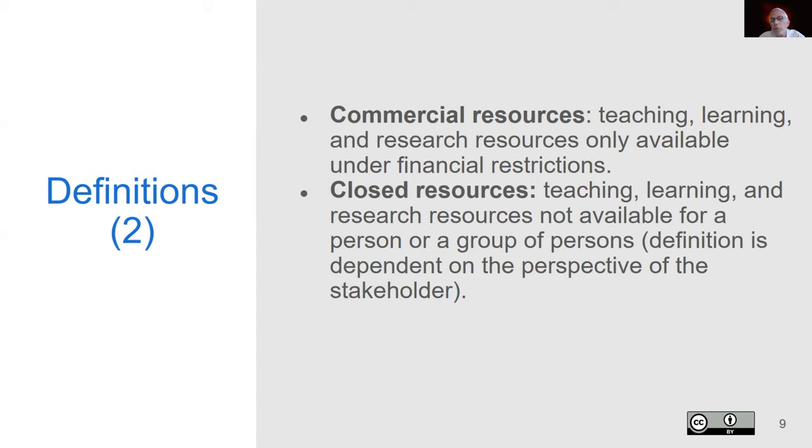Because closed resources, as we see it, are just teaching, learning, and research resources that are not available for a person or a group of persons. And that depends on the perspective of the stakeholder. For instance, when learning resources are only available for people working at the institution where I'm working, then those resources are available for me. But for everyone outside of my institution, those resources are not available, so they remain closed.